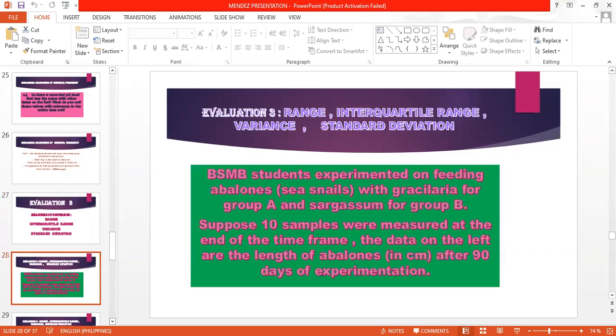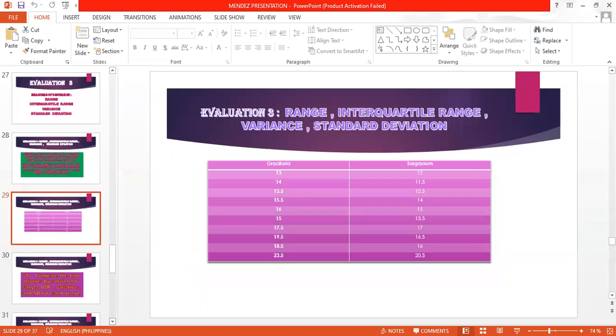Here is our first question in evaluation 3. BSMB students experimented on feeding abelins, or sea snails, with gracilaria for group A and sargassum for group B. Since 10 samples were measured at the end of the time frame, the data on the left are the lengths of abelins in centimeters after 90 days of experimentation. Here is our data given.